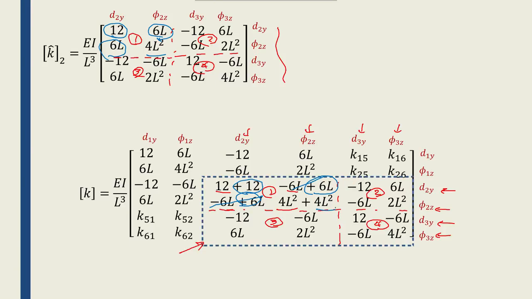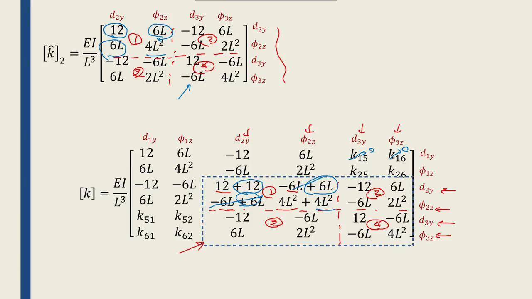The other components of this matrix were not initially populated, so they are populated exactly with the numbers that are in this matrix. Then I'll have K51, K52, K61, K62, and K15, K16, K25, K26. Because I don't have any more elements and there are no values associated with them, I can just write zeros here in place of these elements.